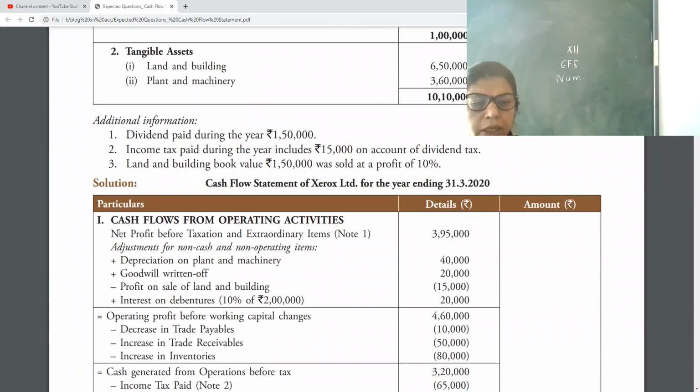We have to start. Net profit before tax and extraordinary items. Here you will write working note. As I told you in the beginning of this chapter, this is according to some process, NPBTE, net profit before tax and extraordinary items, that should be presented through working note. Very good. So we have to see the working note, 3,95,000. Then depreciation, 40,000. Goodwill written off, 20,000.